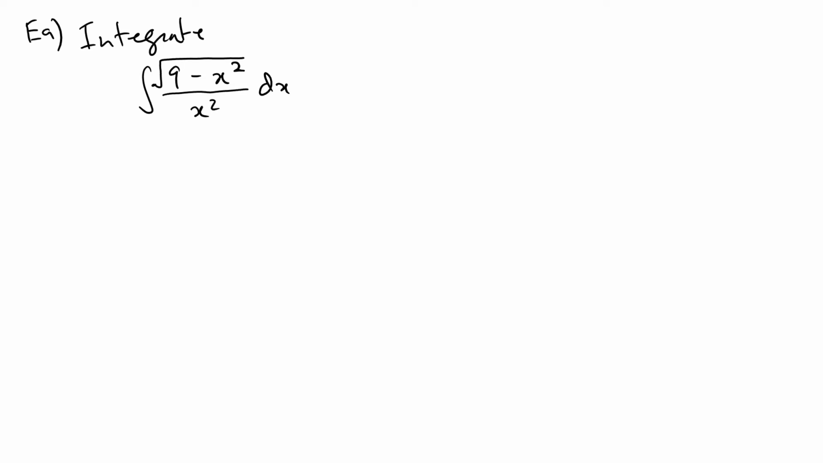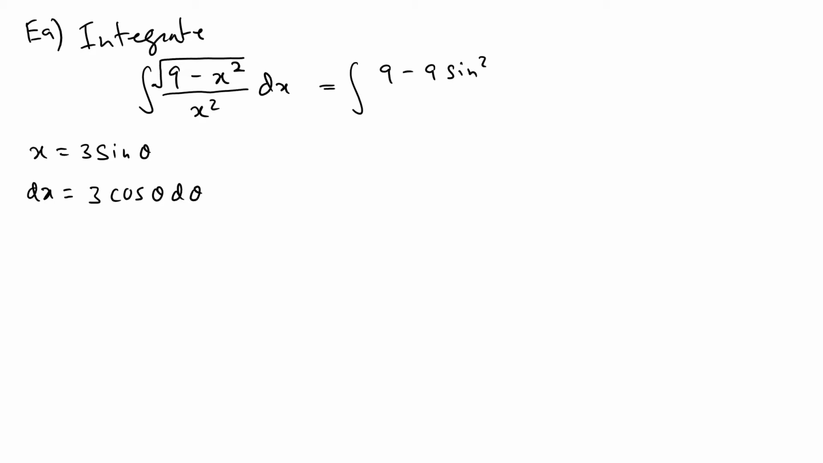So a equals 3, because 9 means 3 squared. So you can say x equal 3 sine theta. That's what it says, because of the a squared minus x squared format. And then if you take the derivative, this is going to be 3 cosine theta d theta. So let's substitute that. If you substitute that, you can see this is going to be the square root of 9 minus 9 sine square theta. In the bottom, you're going to say x squared, so that means 9 sine square theta. And then we have dx, dx equal 3 cosine theta d theta.